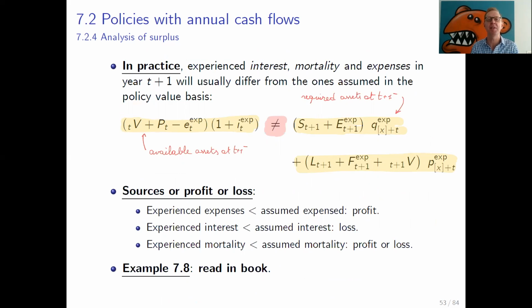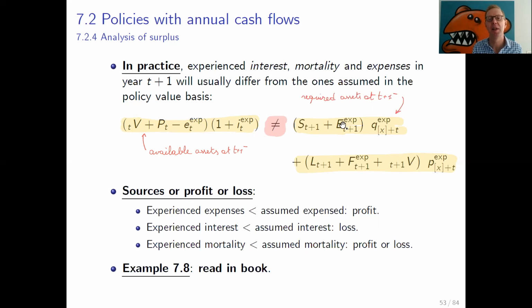In practice, experience of interest, mortality, and expenses in year t+1 will usually be different from the ones assumed in the policy value basis. So what will be available at time t+1 minus is V_t plus P_t, this is fixed. But the expense is the experienced expense, multiplied by the accumulation factor based on the interest i_t', the experienced interest rate. So that is what will be available.